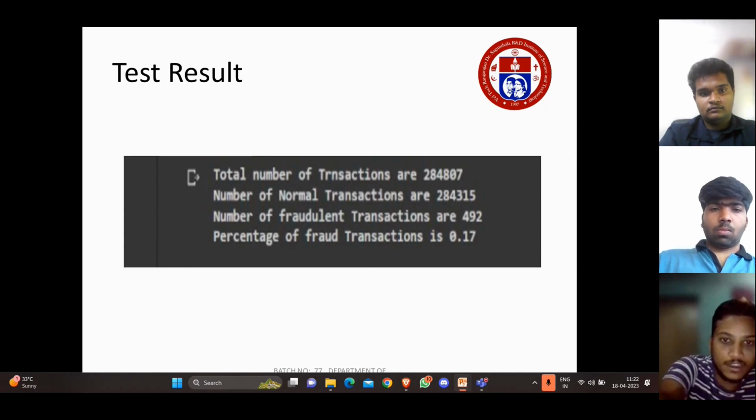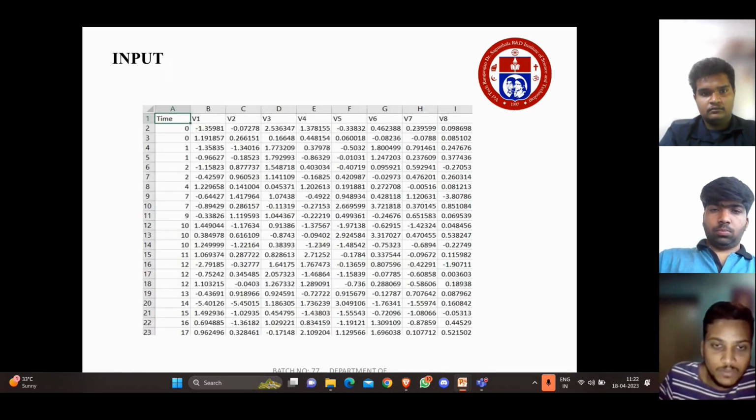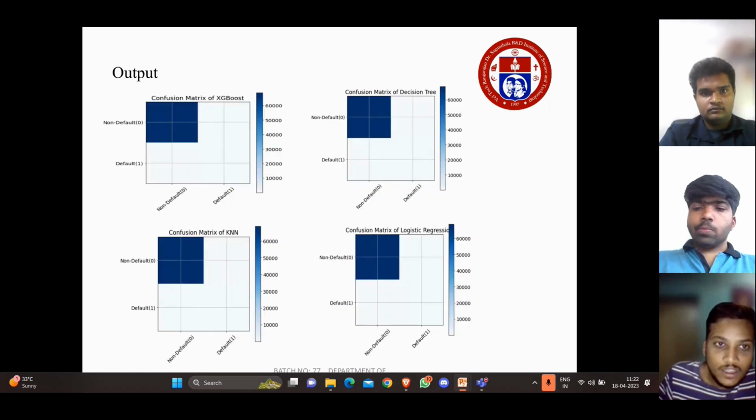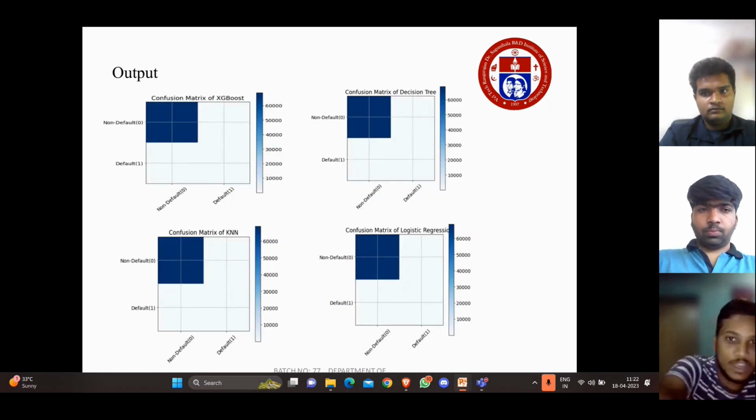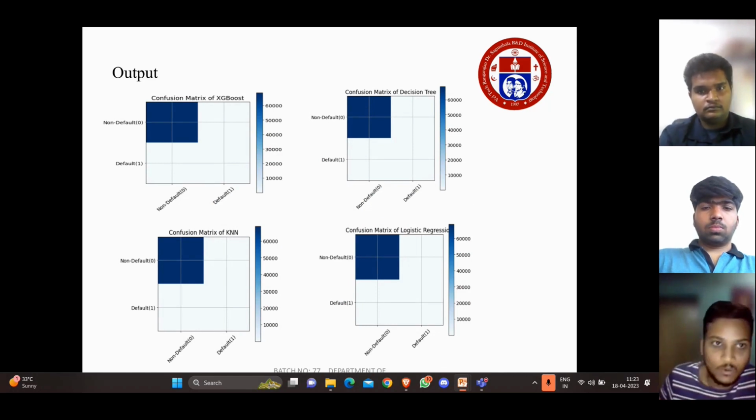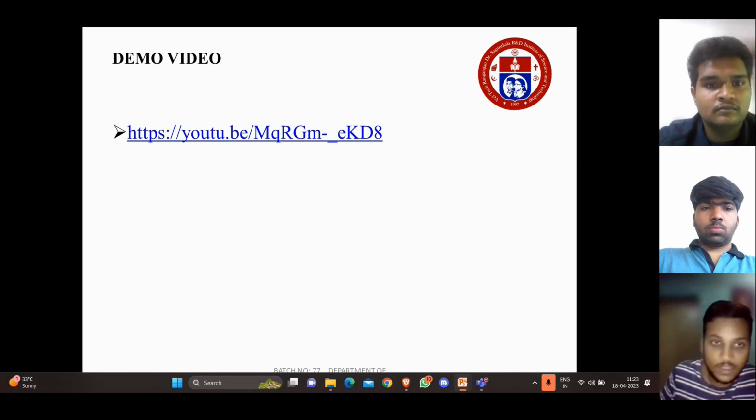Basically, we can see the total number of transactions, the normal transactions, and the fraudulent transactions, which are 492. The percentage of fraud transactions is 0.17. This is the input we have taken from a data set, and these are the outputs, mainly XGBoost, decision tree, logistic regression, and KNN. These are the outputs of the different algorithms we have used in our code, and the demo video link.